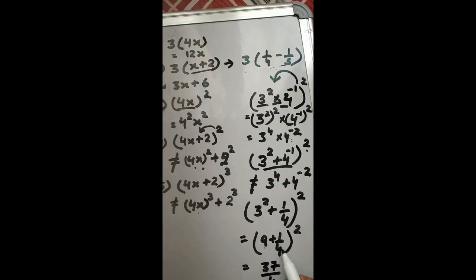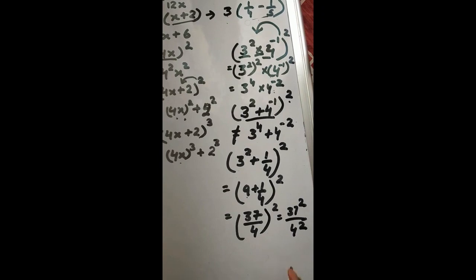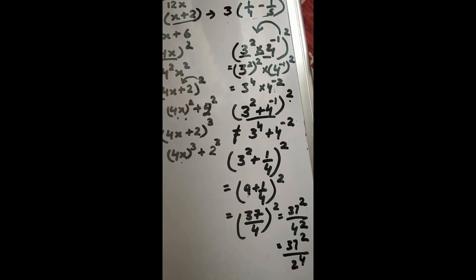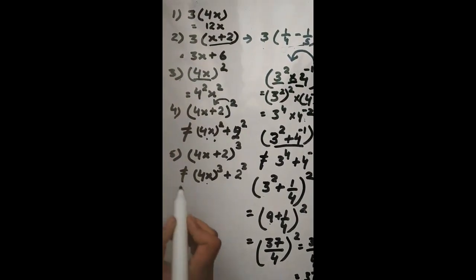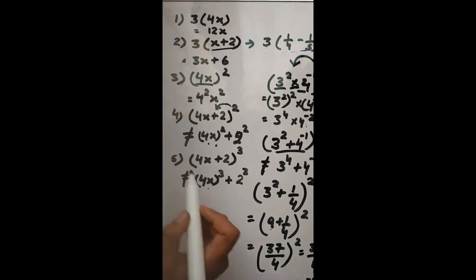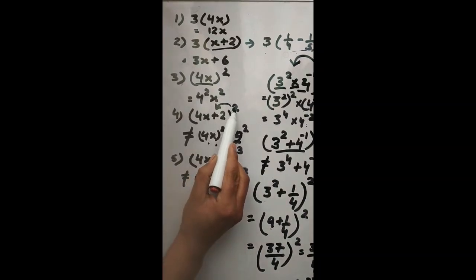When you add 9 and 1/4, you'll get this whole raised to power 2, and you may leave your answer like this, or like this, because 37 is a prime number, and here you have 4 square, or you can also convert 4 square to 2 raised to power 4. So the main thing of this video: you cannot distribute power over the plus sign.